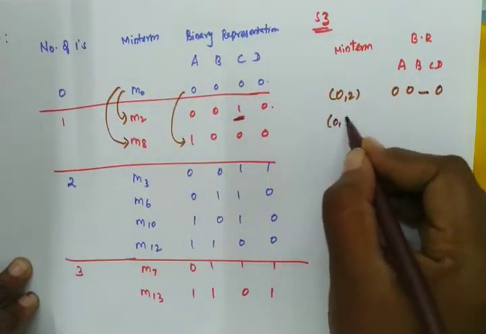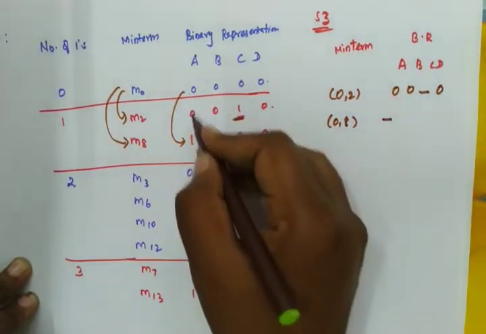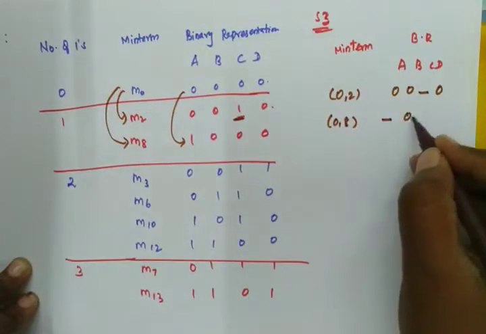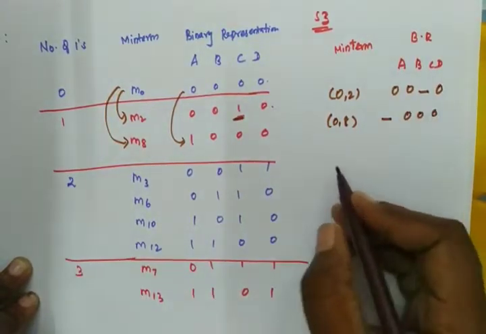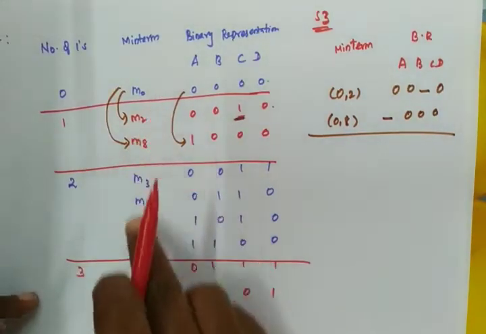So compare 0 with 8. The 0 is changed to 1, so here you can represent dash. Then the remaining will be 0, 0, 0. Then now compare this 1 group with 2 group.